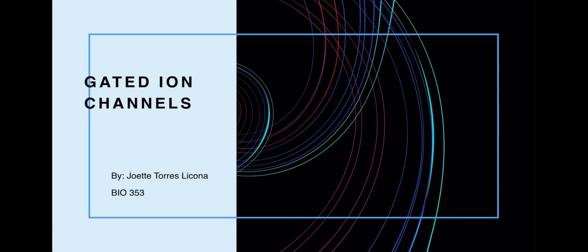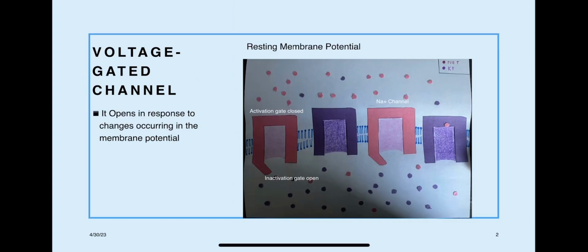Gated ion channels open and close in response to a specific stimulus. There are three types: the voltage-gated channel, ligand-gated channel, and stress-gated channel. Let's go to the first one, the voltage-gated channel. The voltage-gated channel opens in response to changes occurring in the membrane potential.